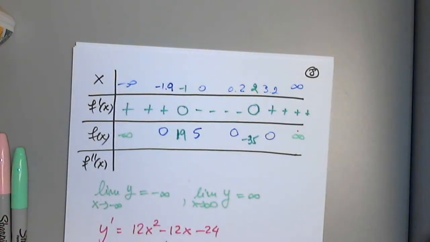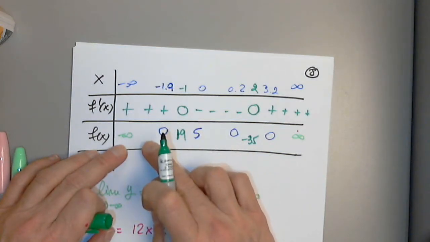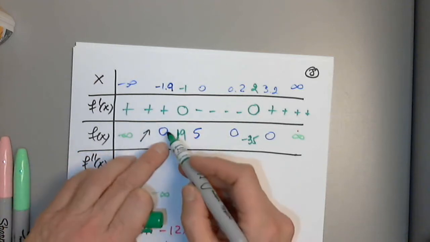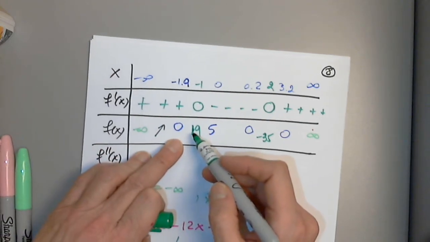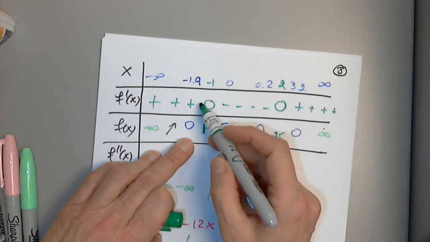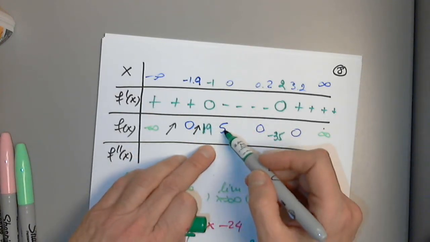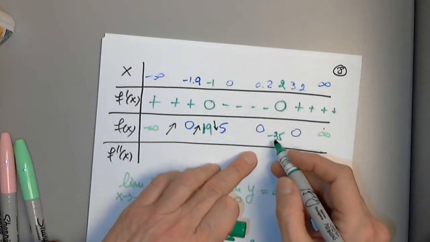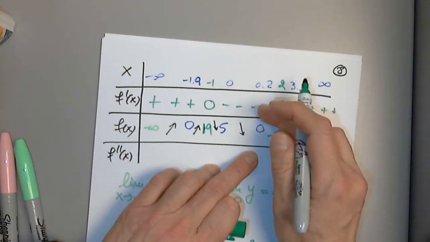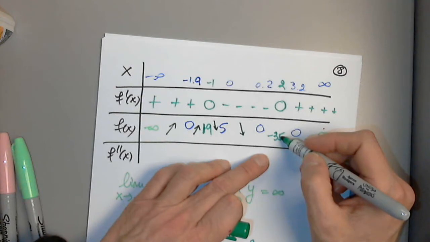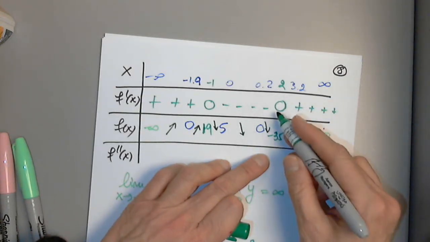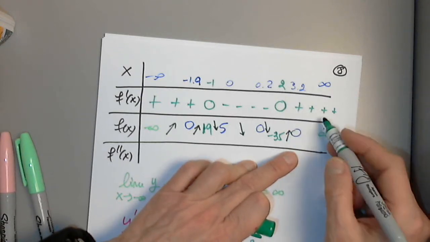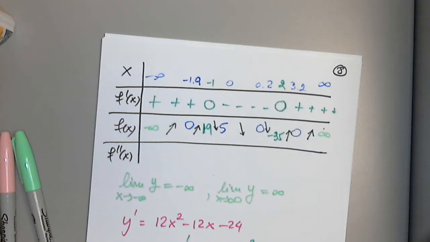Okay, so now we have to make sure that these two rows work well together, correct? Perfect, let's try. From negative infinity to 0, the function increases, is that correct? Yeah. From 0 to 19, the function increases. Good. Supported by the sign. From 19 to 5, decreases, supported by the sign. Yeah. From 5 to 0, decreases, supported by the first derivative. Yes. From 0 to negative 35, decreases. From negative 35 to 0, increases. Correct. And from 0 to infinity, increases. Perfect. It seems that everything is working well.